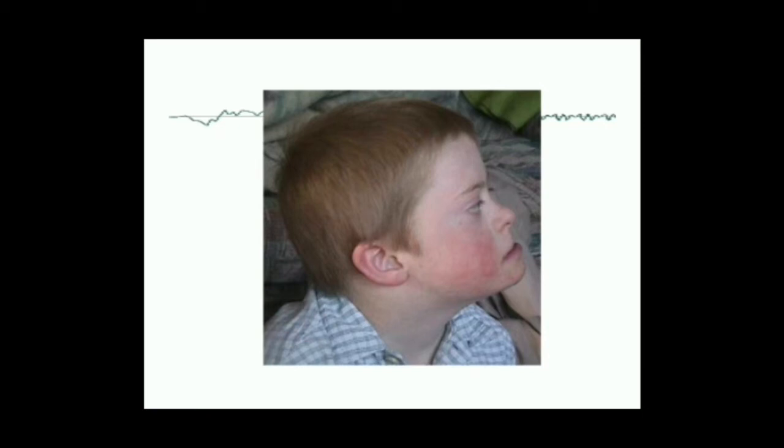You have to draw a horizontal plane at the level of the inner canthi. If you see the point where the helix joins the cranium, normally it should be at the level of the horizontal plane through the inner canthi, whereas here it is below. So this is called low set ears.